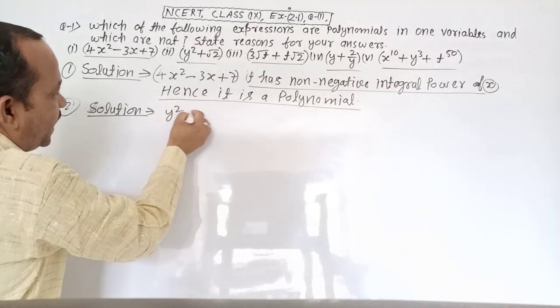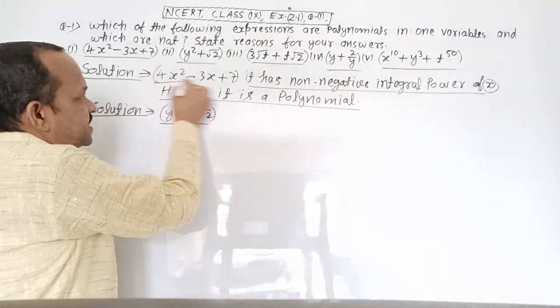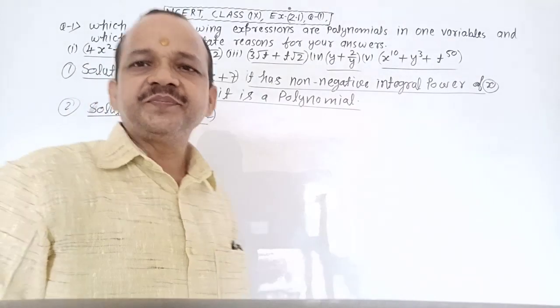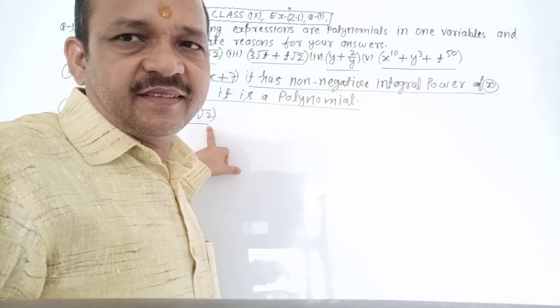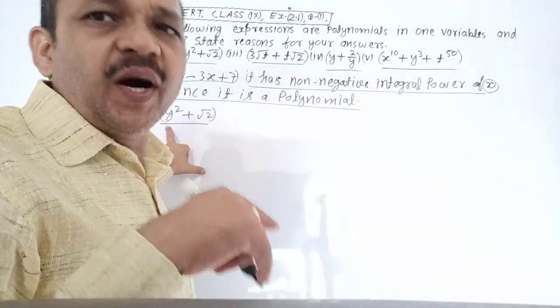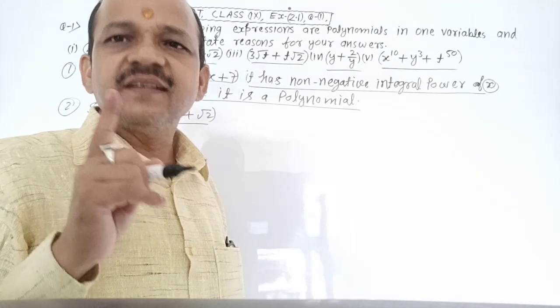Solution: y square plus root 2. It is your expression. Here root 2 is constant. Clear? Alphabet only y. It means variable 1, y. Clear?